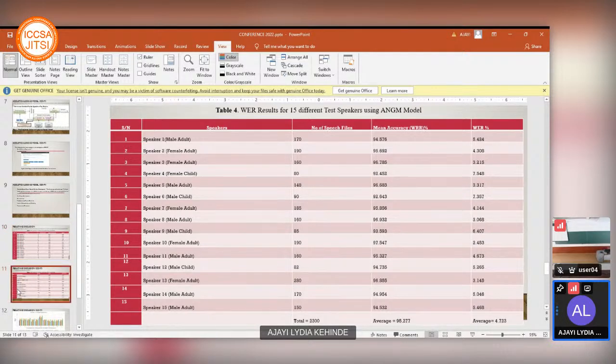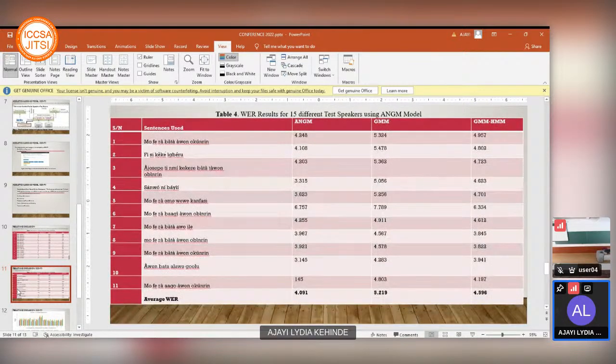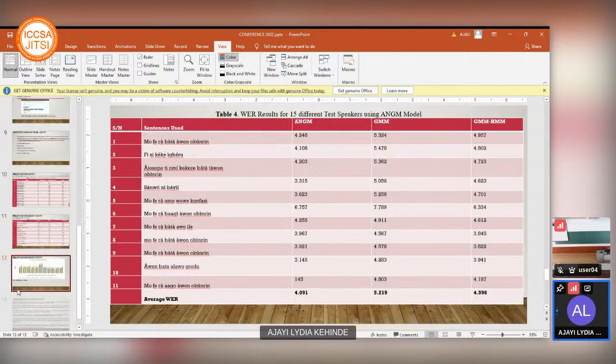And after then, we were able to compare our word error rate results for 15 different speakers, and these are the centers used. And we compared with other existing models. We have the GMM model, and we have the GMM-HMM model. Our model has a lower error rate of about 4.091 compared to other models, as can be visibly seen here. We had 4.091, which is very low compared to other models, showing that our application has a higher accuracy.